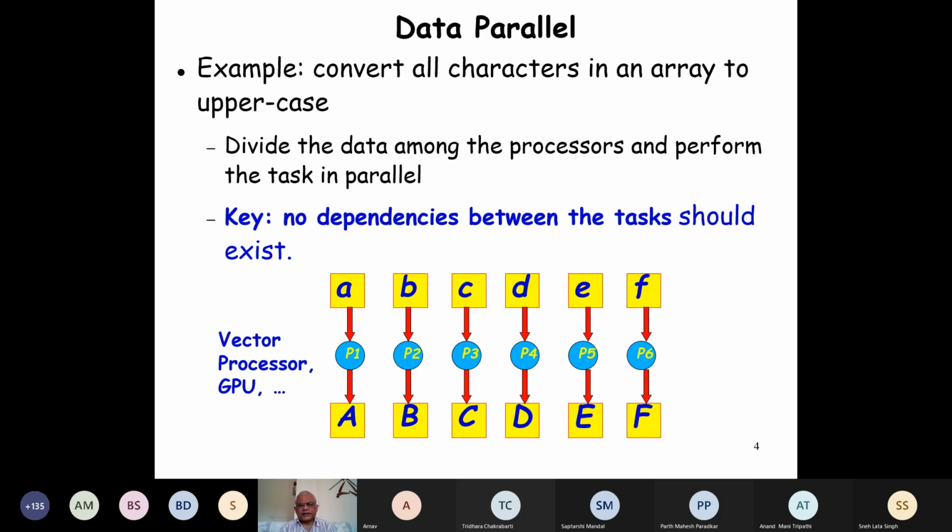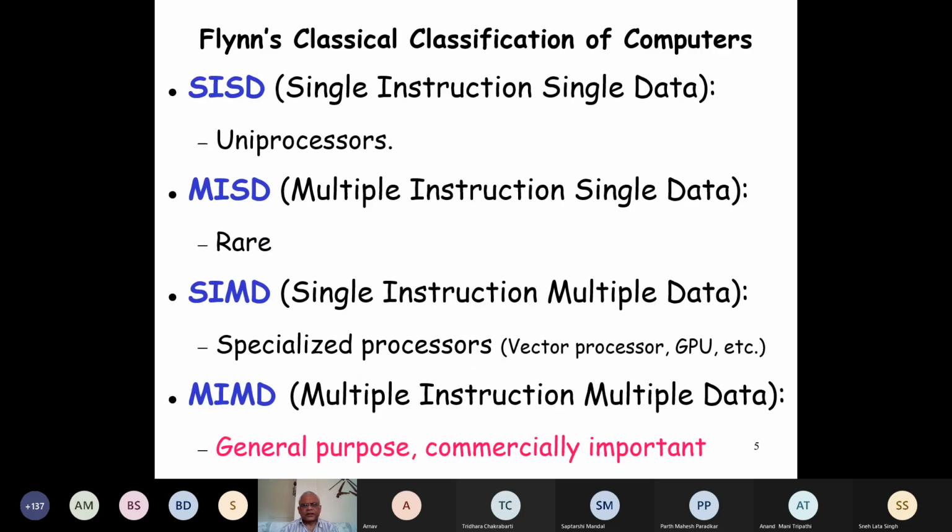So one important characteristic of data parallel computation is the lack of dependency, a near absence of dependency among the computations. And the examples are multimedia, that is pictures, animation, sound, video play, and so on. These are good examples of data parallel computations where there is hardly any dependency between the work of one processor and another. But there is an alternate classification of parallel computers.